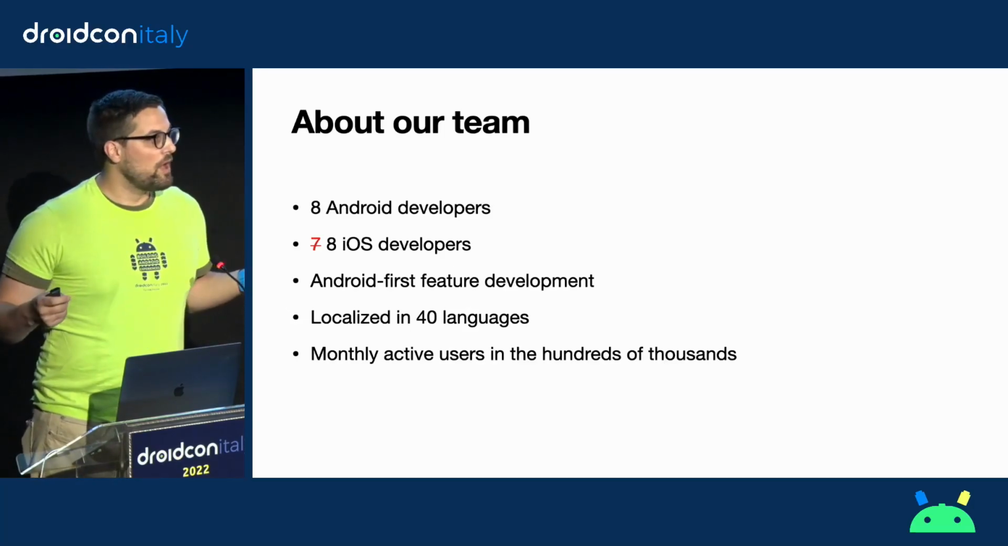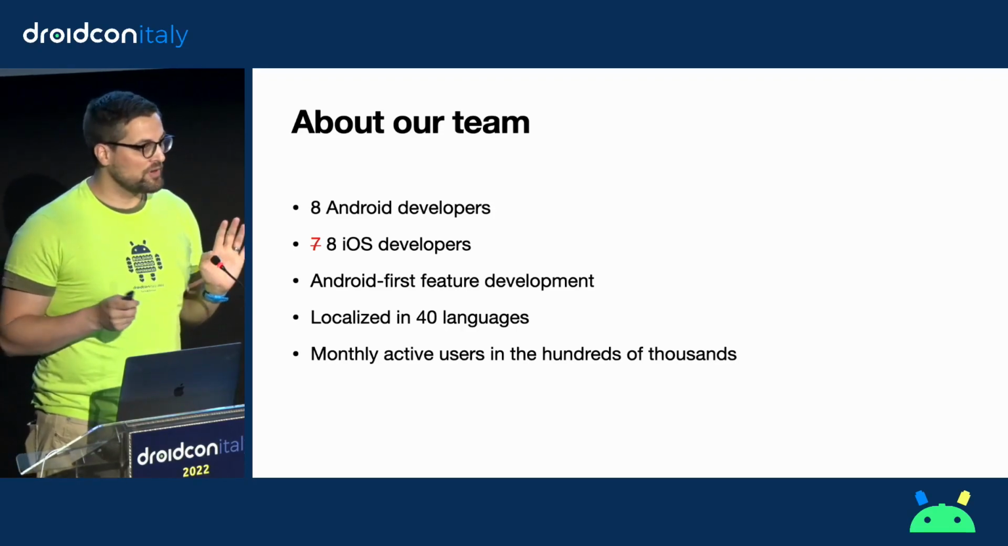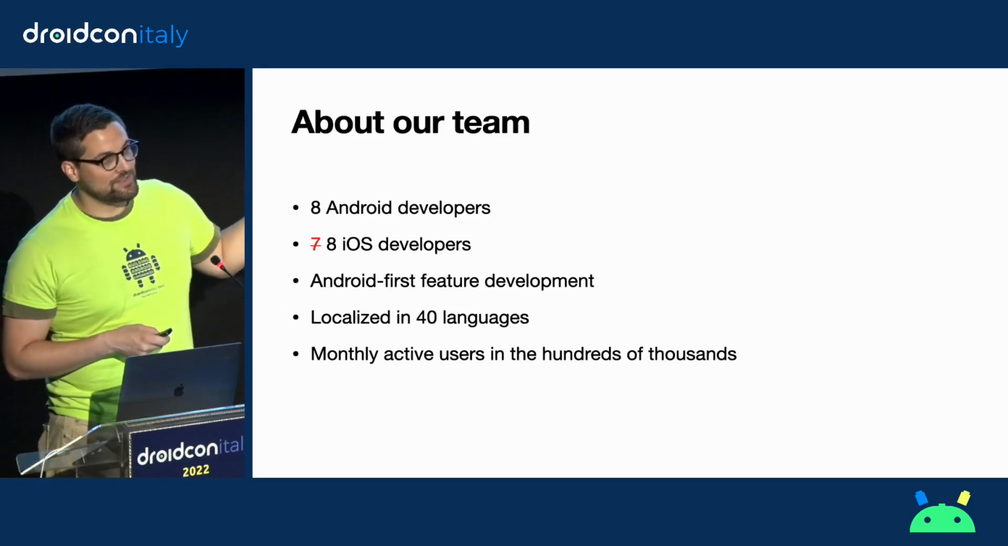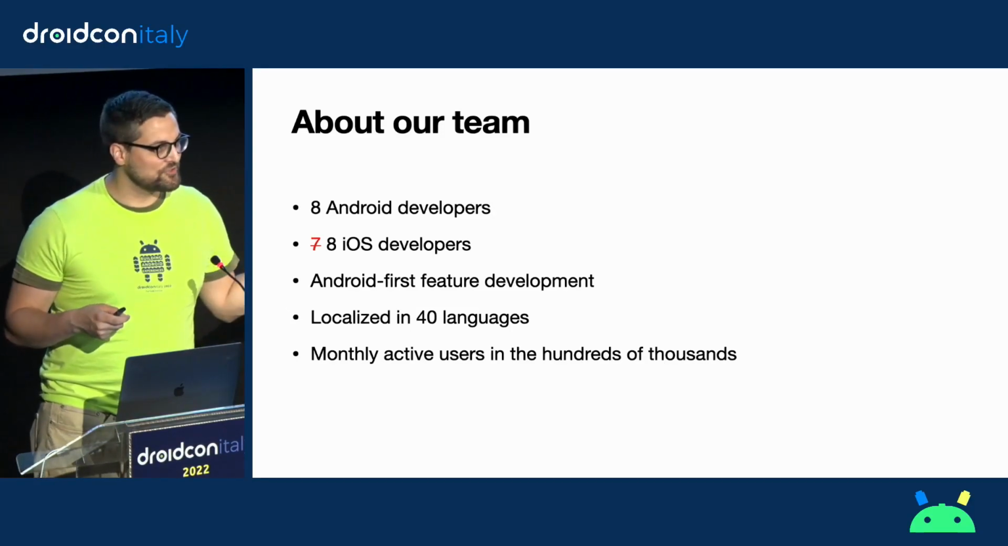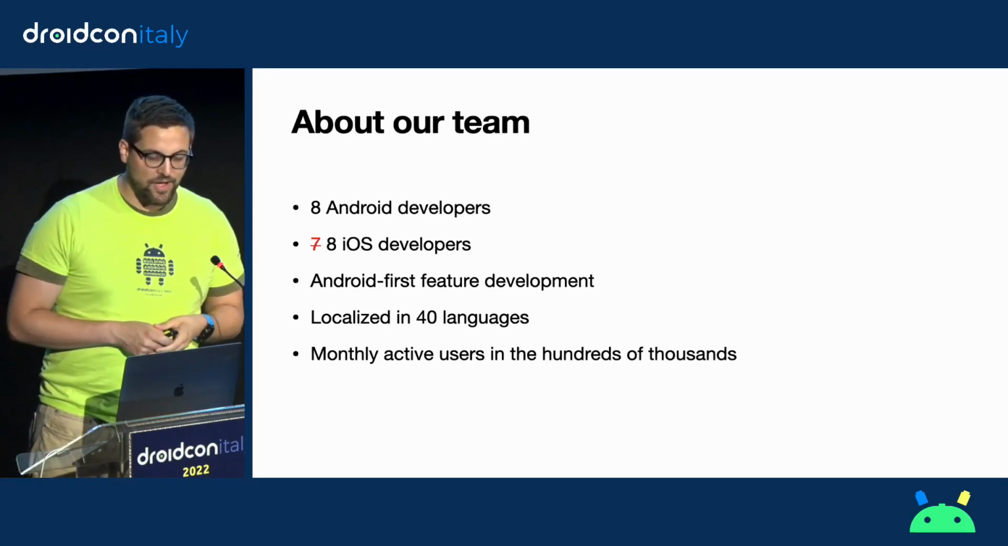So my team, I work at a company called Premise. We have about 16 developers, 8 Android developers. I had 7 and crossed that out. There were 7 iOS developers when I left for this trip. Apparently there's 8 now. So we're up to 16 mobile developers now.